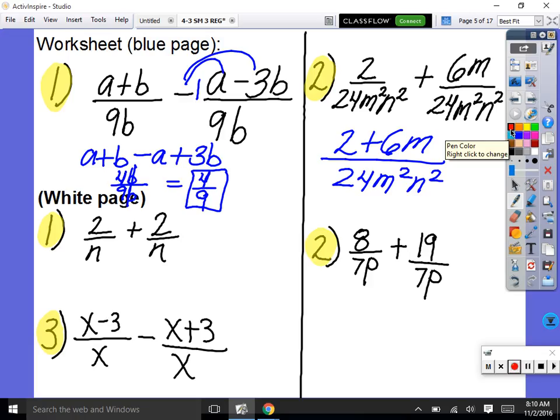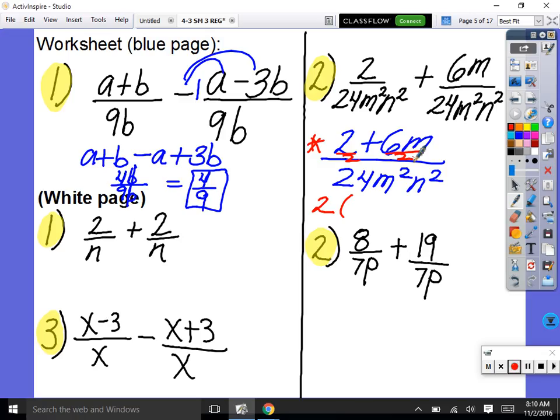So looking at the top, what's in common? 2. So let's pull out a 2. Now let's go back and correctly think about this. Divide each term by 2. When you divide those, does it just become a 0?